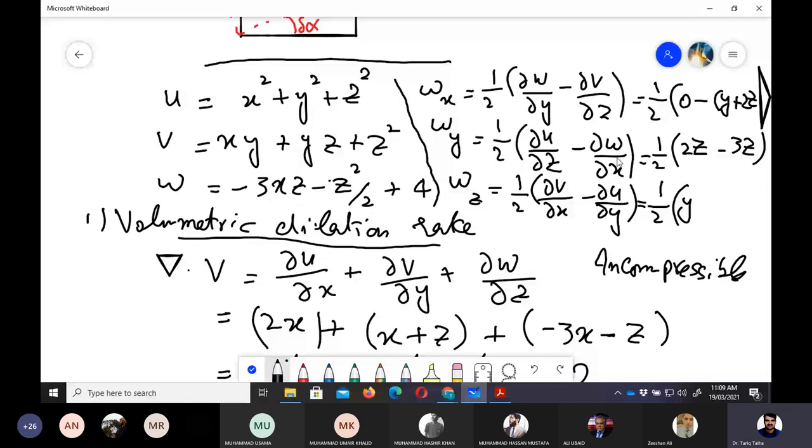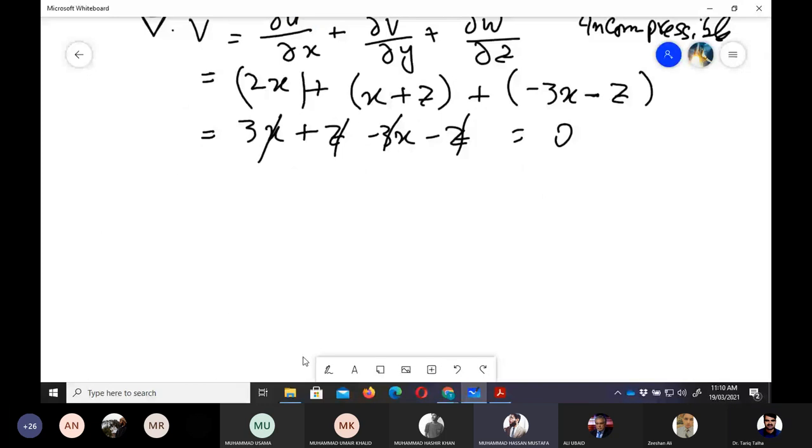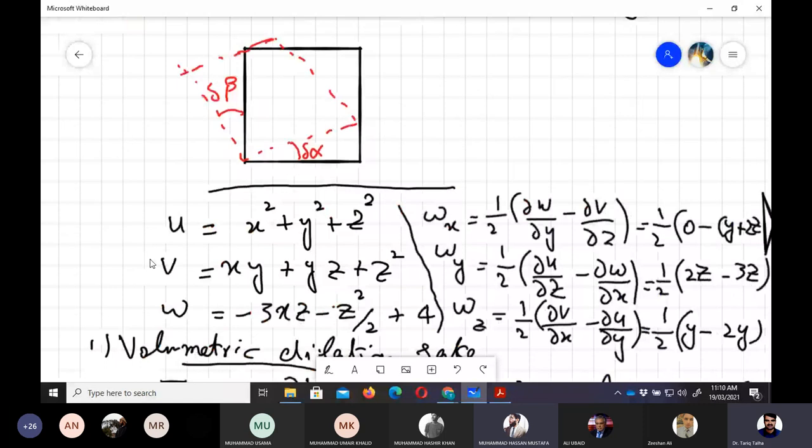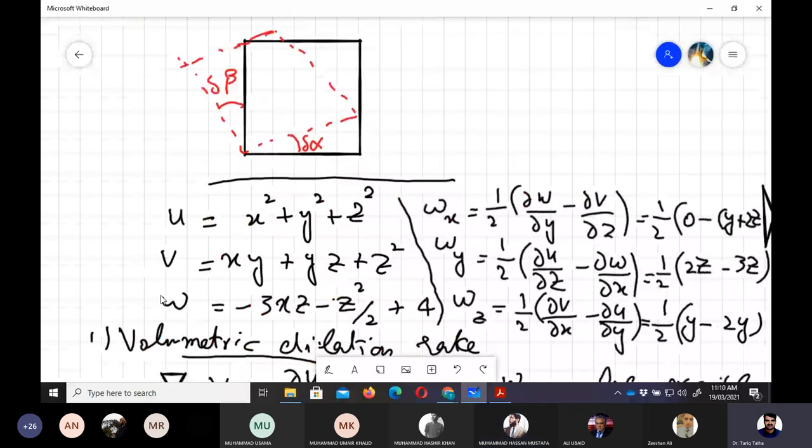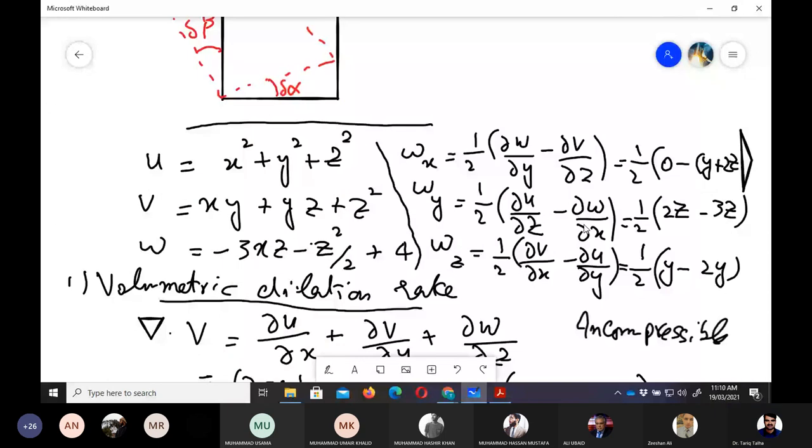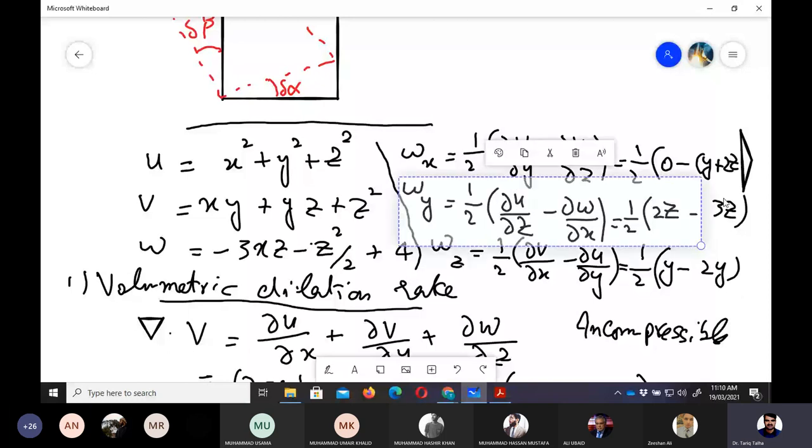Right, so now we can write this. Sir, I think in WY, the 2Z plus 3Z will come. Okay, let's see. In WY, because it is minus partial W by partial X. You are talking about WY? Yes, sir. Yes, it should be plus. Thank you very much. It is minus, so minus into minus would be plus. Thank you.